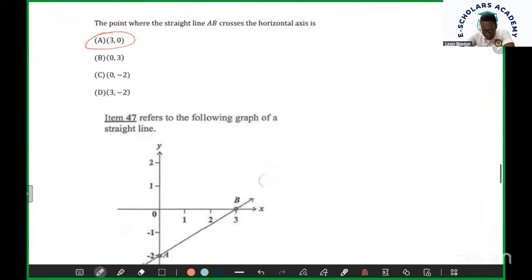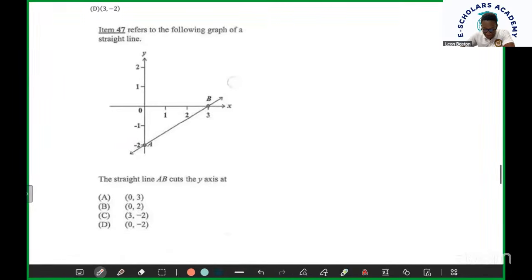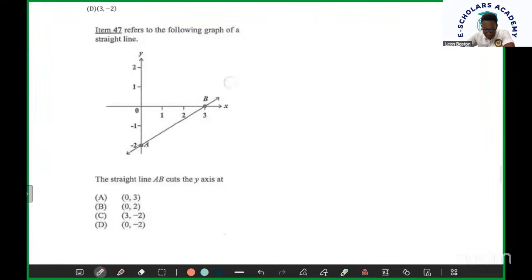Anyways, next one. The straight line AB cuts the y-axis at... in this case, they want to know where it cuts the y-axis. So this is the y-axis. It cuts the y-axis at this point right here. So we see the coordinates at that point. We go 0 across and then -2 down. So (0, -2), which is D. D as in dog.